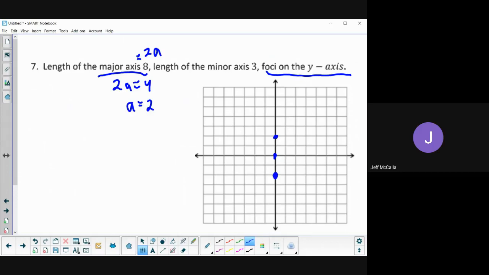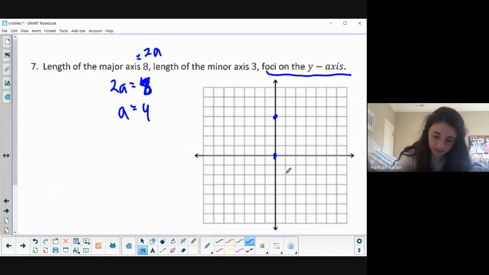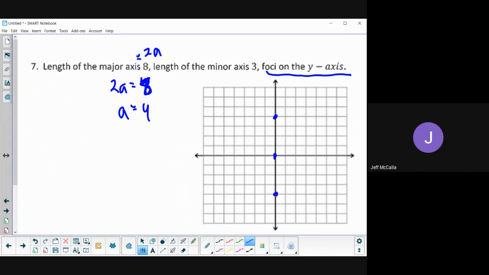Oh, wait. Isn't it 8? What was I just doing? Sorry about that, just waking up here. So before I go there, 2a equals 8. I keep saying the right thing and writing down the wrong thing. So a equals 4. So we go up 4 and down 4. Let me change that. I was getting ahead of myself. Up 4, 1, 2, 3, 4, down 4.